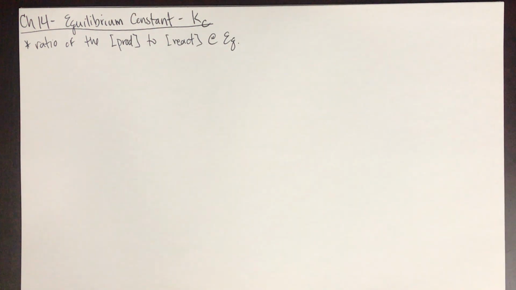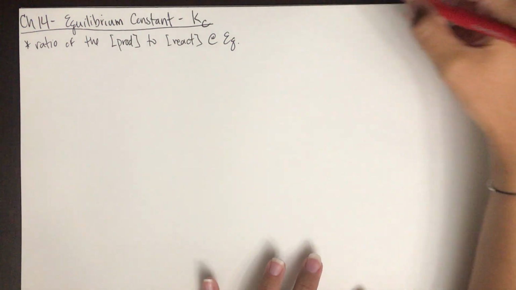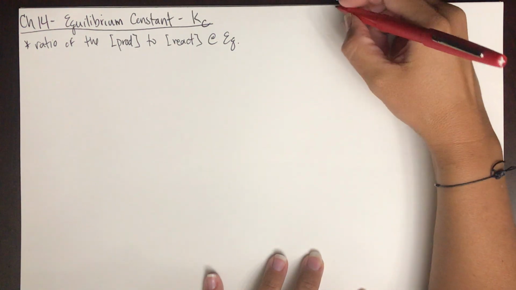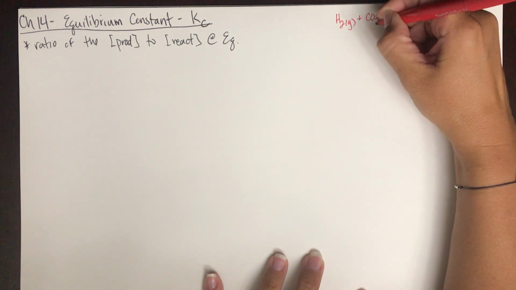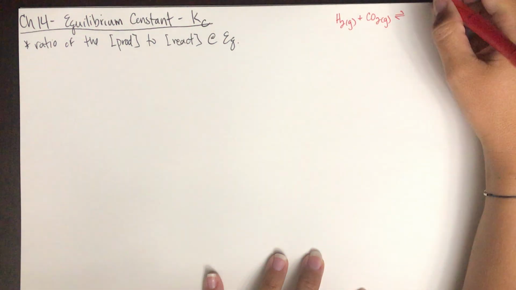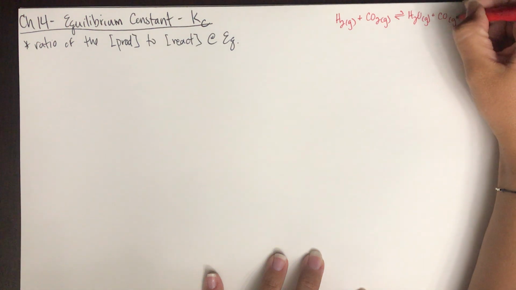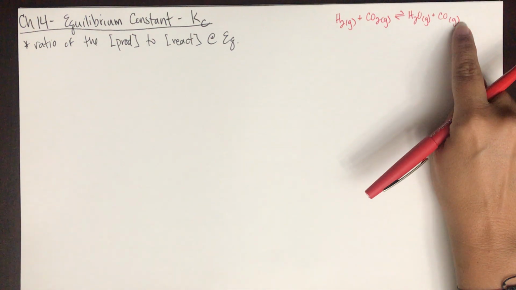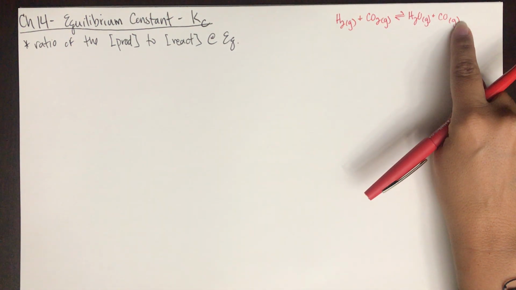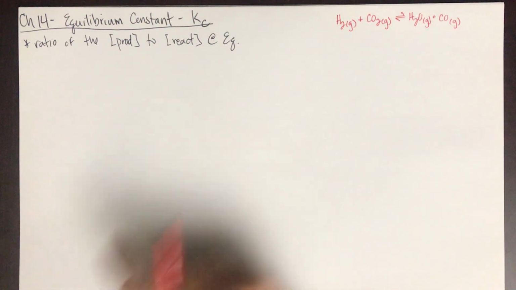Well, let's use the example that we used in the previous video of equilibrium, where I'll write the equation up here, where we had hydrogen gas reacting with carbon dioxide gas, and it's in equilibrium with water vapor and carbon monoxide gas. So if I asked you to write the Kc of this equilibrium reaction, you're going to write the concentration of the products compared to the concentration of the reactants.